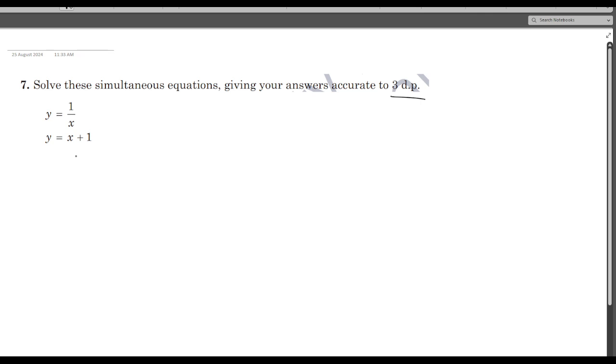Now the value of y from here I will replace in the first equation. So I have x plus 1 is equal to 1 upon x. Now this is valid for x not equal to 0. Then I will multiply both sides by x. That gives you x square plus x. On the right hand side it is 1. So x square plus x minus 1 is 0 is your quadratic equation.